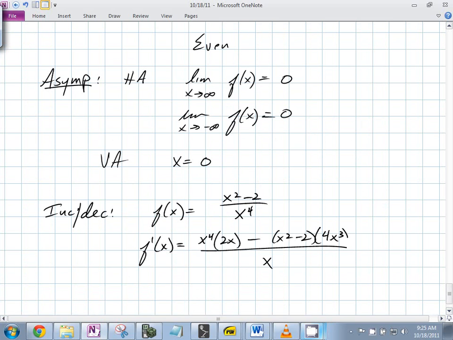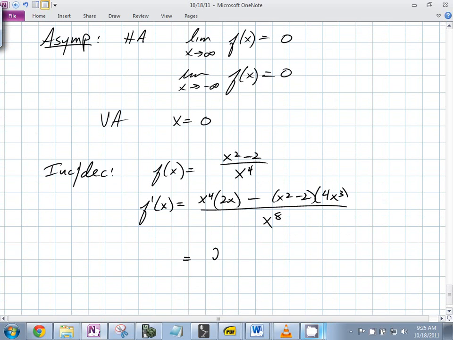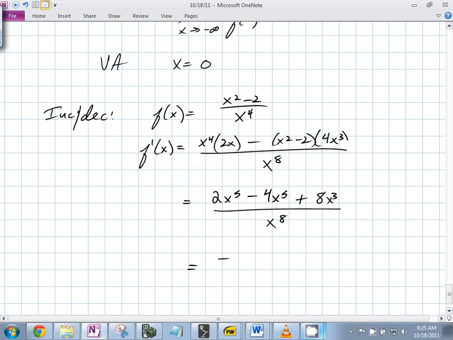Could we clean this up a little bit? Sure. 2x to the 5th minus 4x to the 5th plus 8x cubed all over x to the 8th. So what does this become? Negative 2x to the 5th plus 8x cubed all over x to the 8th, right?